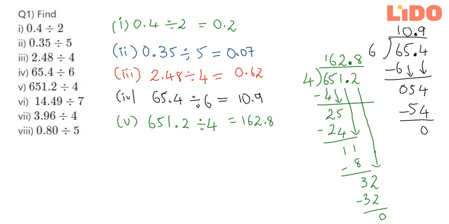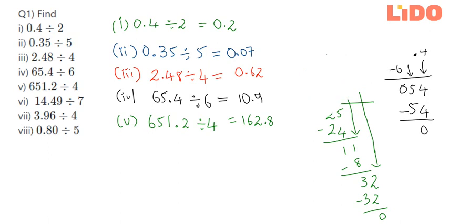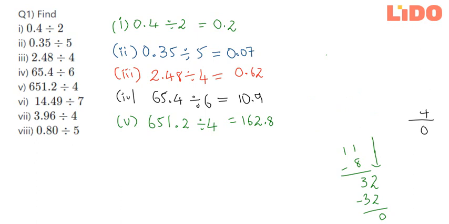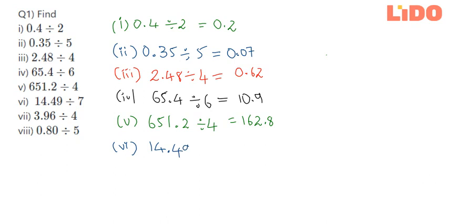All right. Let's solve the next one. The sixth problem is 14.49 divided by 7. Let's start solving it in the rough column. We know that 7 2's are 14, so I'm going to write 14 here, and that will give me 0.